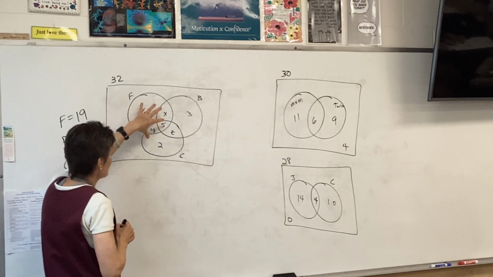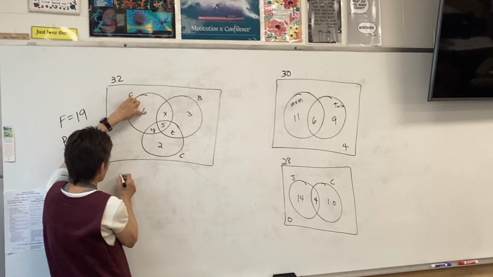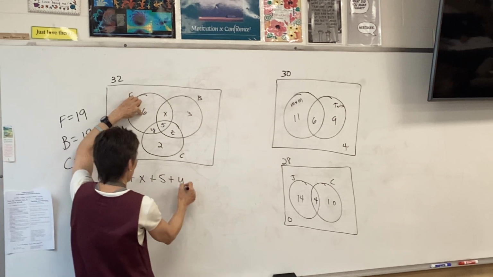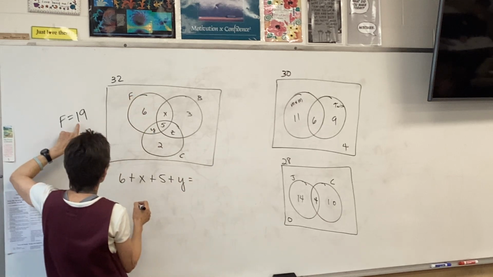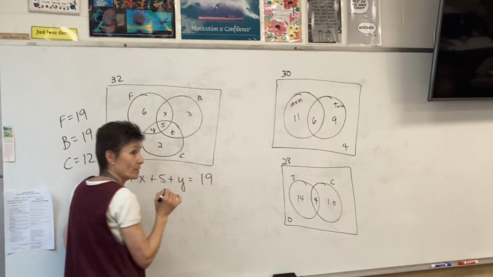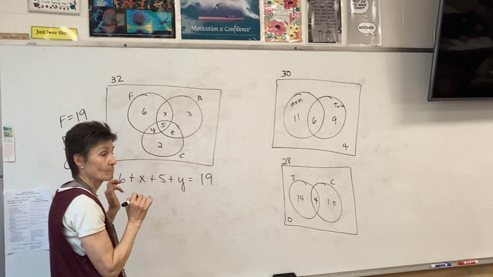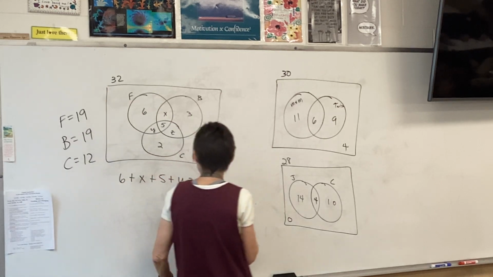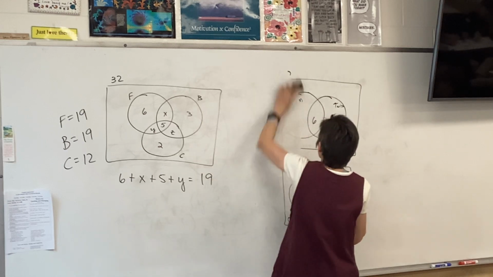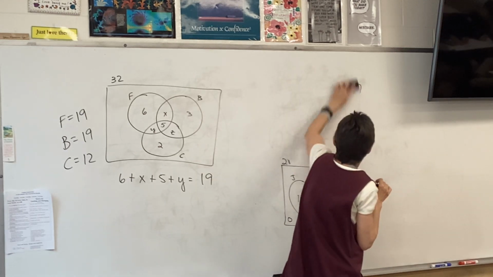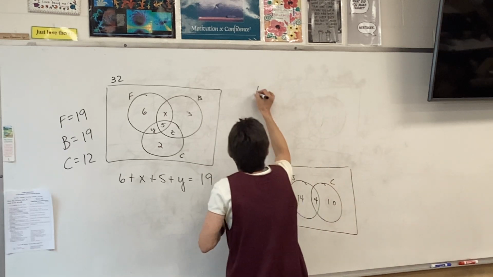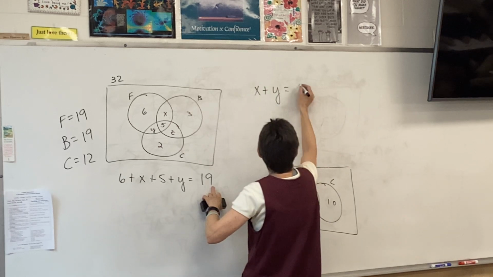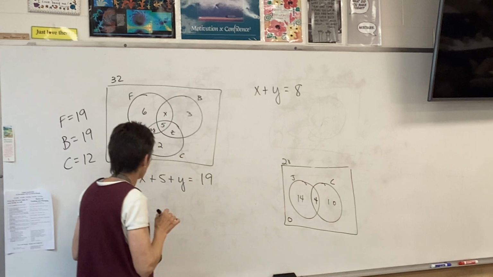But I do know that 6 plus X plus 5 plus Y has to add up to 19. Would you agree with that? And cleaning that equation up a little bit, X plus Y has to be what? 8, I think? 8?